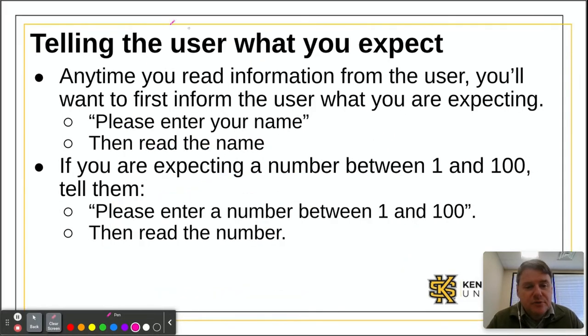All right, so anytime that you're expecting the user to type something in, you're going to want to tell the user what it is that you're expecting. So for example, if you're expecting the user to type in a number, you'd probably want to tell them, please type in a number between 1 and 100, or please type in a number between 1 and 7, or rate on a scale of 1 to 5 what you think of this class, or whatever it is you are expecting the user to do, you need to tell them that so that they understand what it is that they're supposed to do.